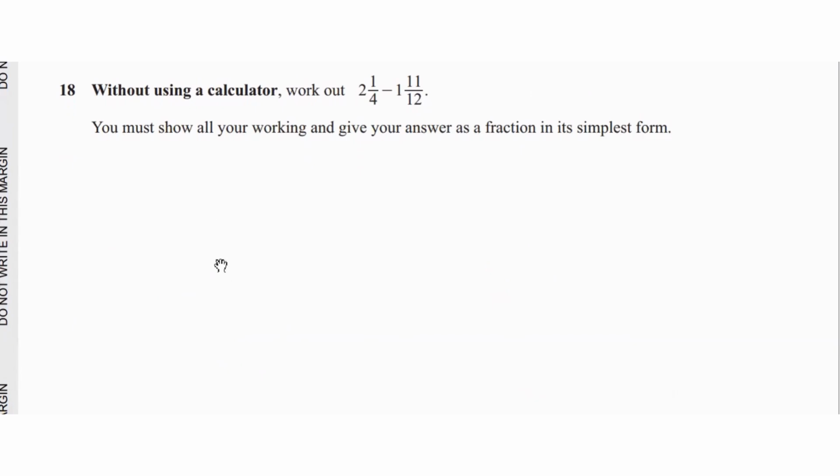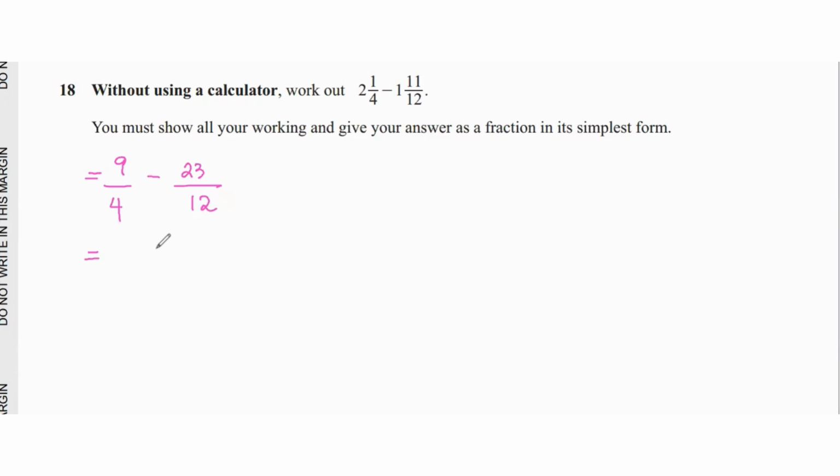Question 18 says, without using a calculator, work out 2 and 1 over 4 minus 1 and 11 over 12. You must show all your working, giving your answer as a fraction in its simplest form. So first we convert the mixed numbers into improper fractions. We multiply the denominator by the whole number and then add the result to the numerator. So 2 times 4 is 8. 8 plus 1 is 9. 9 over 4. In all these cases, the denominator is going to be the same when you're converting a mixed number into an improper fraction. Then 12 times 1 is 12 plus 11 is going to be 23 over 12.